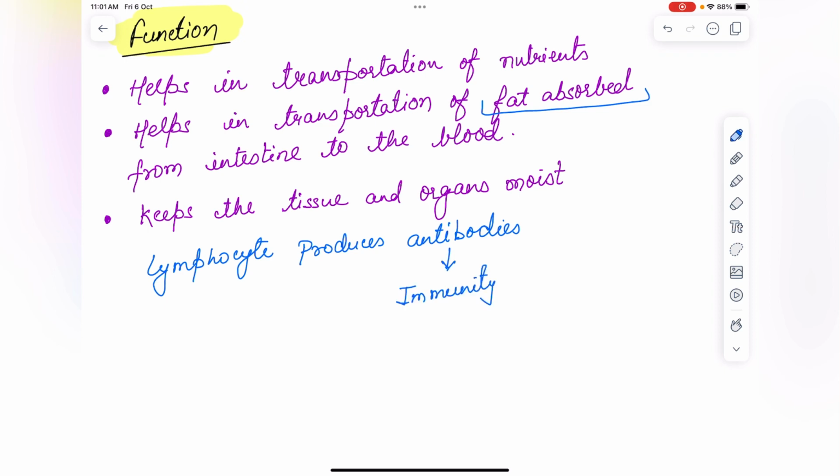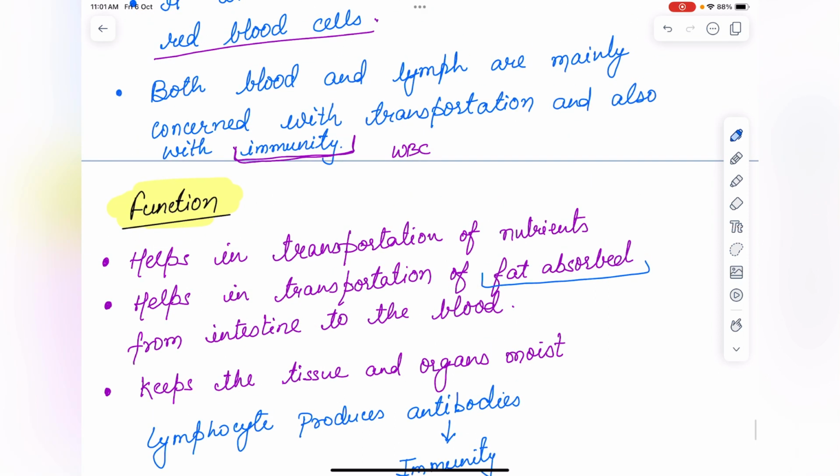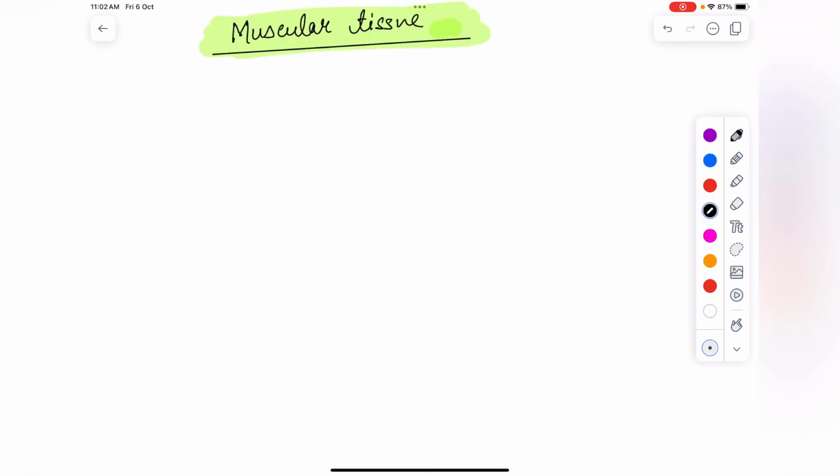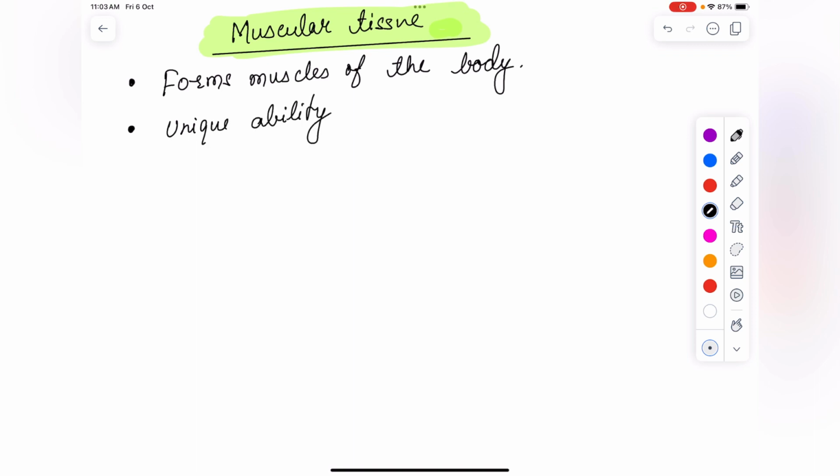Okay, so we have completed this connective tissue. Now I'll start with the muscle. See, we'll start with the muscular tissue. This muscular tissue forms the muscles of the body. हमारी बॉडी में जो मसल्स हैं वो फॉर्म करेगा. It will be formed by the muscular tissue, and this muscular tissue is different from other tissue because it has the unique ability to contract and relax.